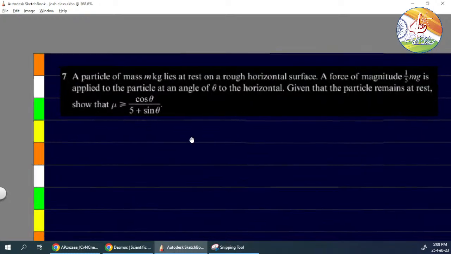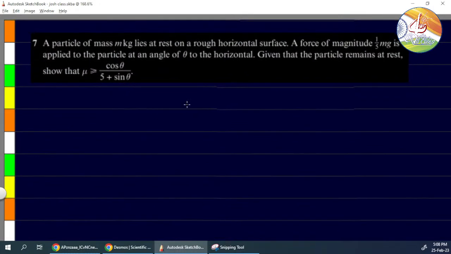So we have the next question here. A particle of mass m kg lies at rest on a rough horizontal surface. A force of magnitude 1 by 5 mg is applied to the particle at an angle theta to the horizontal. Given that the particle remains at rest, show that mu is greater than or equal to cos theta by 5 plus sin theta.